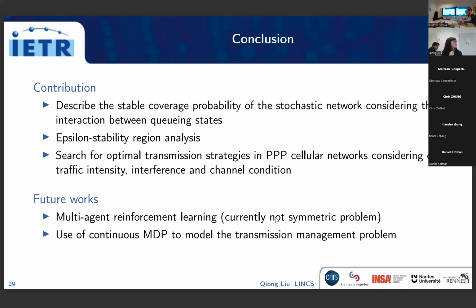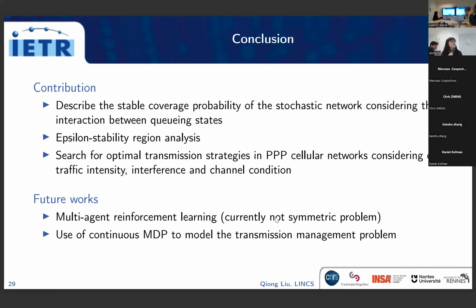So we go to the conclusions for today's topic. We describe the stable coverage probability considering the interactions between the Q states and give the epsilon stable region analysis based on the meta distribution. And we search for the optimal transmission strategies in PPP cellular networks considering the traffic intensity, the dynamic interferences, and channel condition.